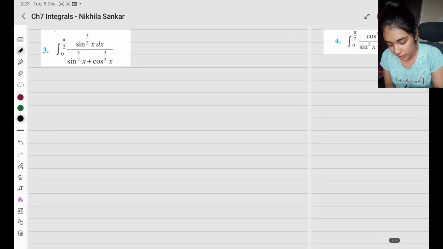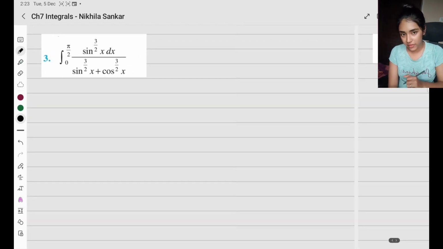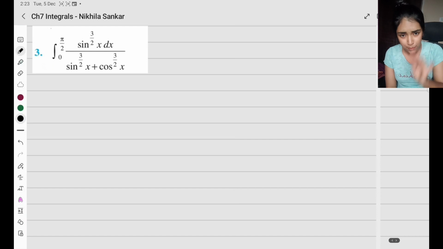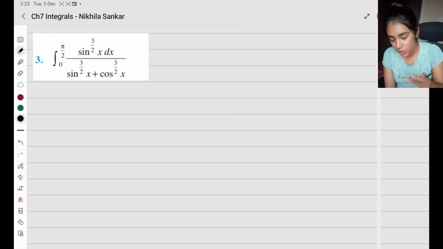Again, the third question. It is again going to be very, very similar. So what is going to happen? Again the same thing. You will get the exact same thing. With pi by 2 minus x, you will get cos to the power 3 by 2 of x. Above, the numerator and the denominator have the same value. So integral of dx. Okay, simple. So what is its value going to be? It is going to be pi by 4. So let us solve along with me.